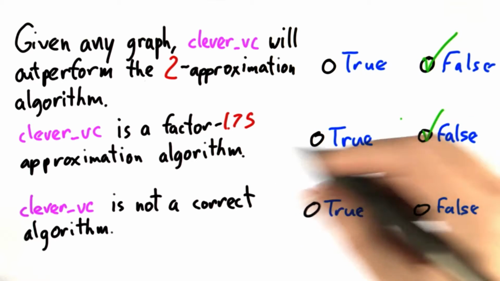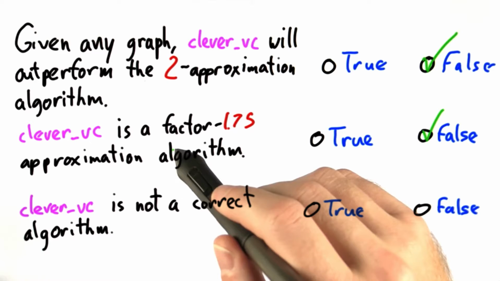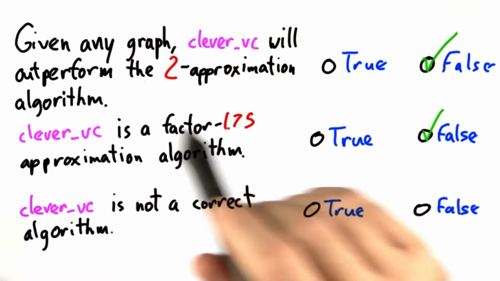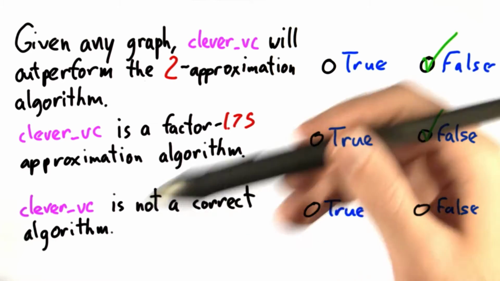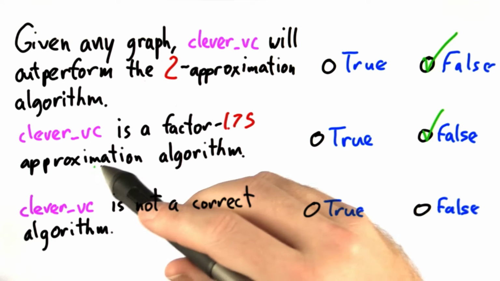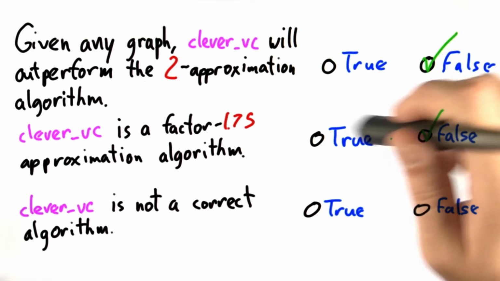We also can't say with certainty that Clever VC is a factor 1.75 approximation algorithm. And that's because, well, we can't see the source code at all. If we can't see the code, then we can run tests and be more and more certain whether or not it's a factor 1.75 approximation algorithm. But we cannot be certain. So we can't say that this is true.